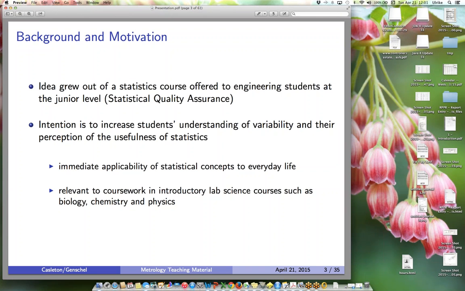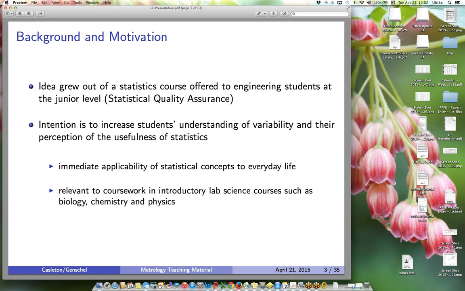So the intention of using this material in an intro stats course was to increase the students' understanding of variability and their perception of the usefulness of statistics. And the way that we try to do this is by taking statistical concepts that were familiar to them in their everyday lives and applying those examples to the statistical concepts.